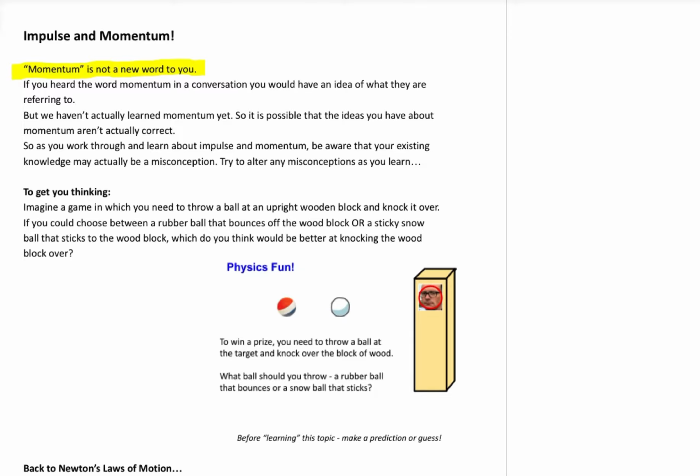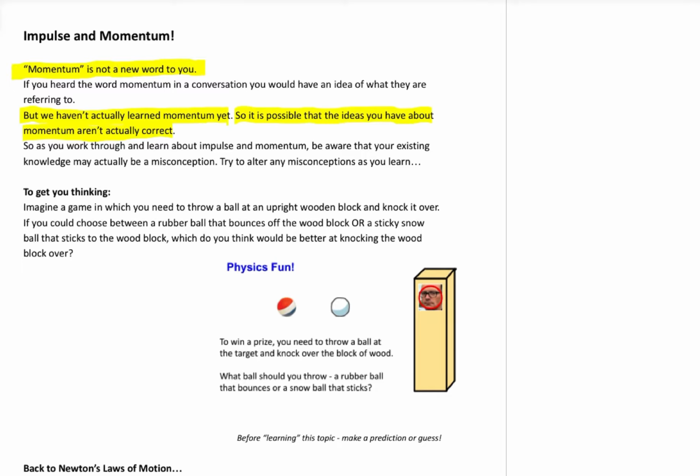But technically, you haven't learned momentum yet. In a classroom with notes and equations, we haven't gone over momentum. So it's possible that the ideas you have in your head about momentum aren't actually correct. Sometimes I talk about physics education research, how professors at colleges have done studies about how people learn physics better. Momentum is a classic topic that comes up in these studies because of this exact reason. Since technically you haven't learned about it, maybe what's in your head is wrong.